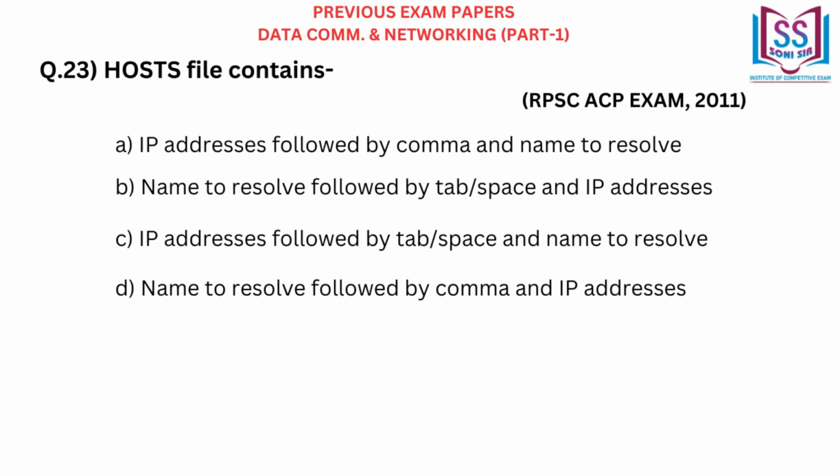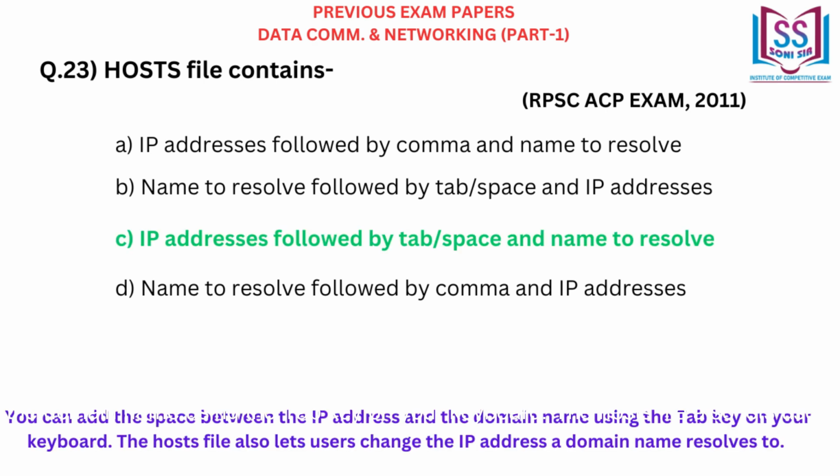Hosts file contains: A. IP addresses followed by comma and name to resolve. B. Name to resolve followed by tab or space and IP addresses. C. IP addresses followed by tab or space and name to resolve. D. Name to resolve followed by comma and IP addresses. Correct answer: C. IP addresses followed by tab or space and name to resolve.